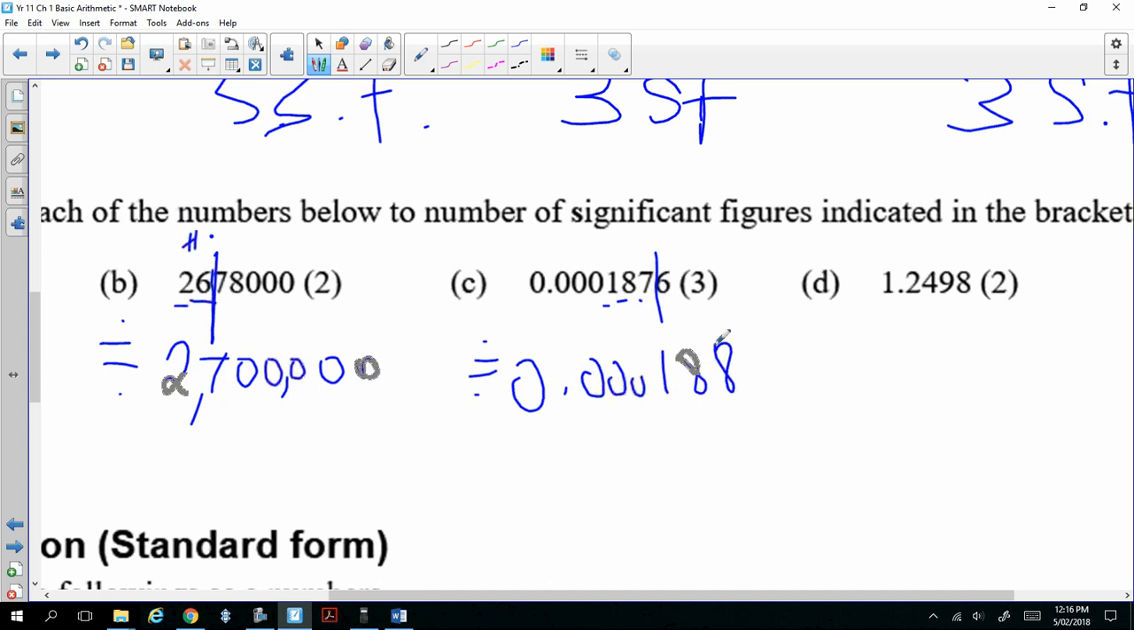Now do not put 0 here because that will be 4 significant figures, isn't it? So do not put 0 after the decimal point. So it will be just 0.000188. Okay.